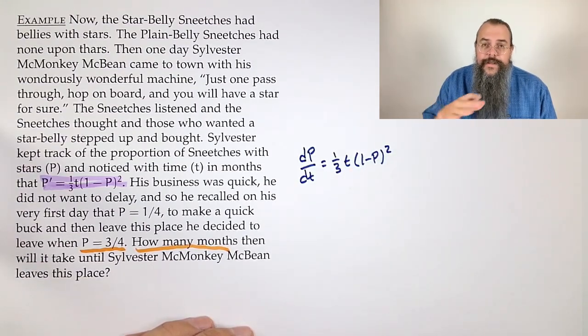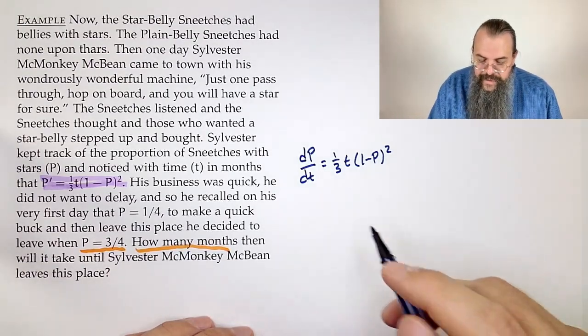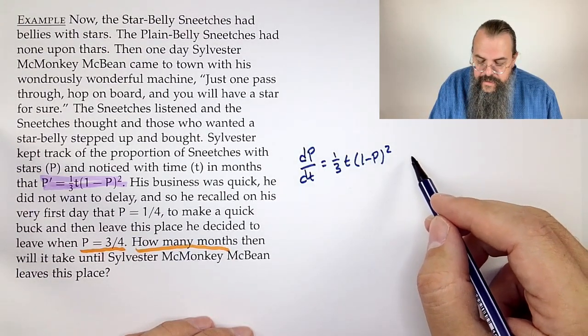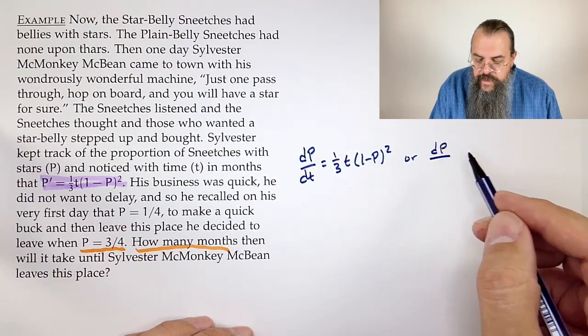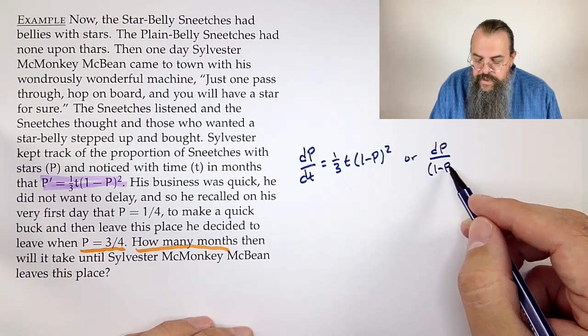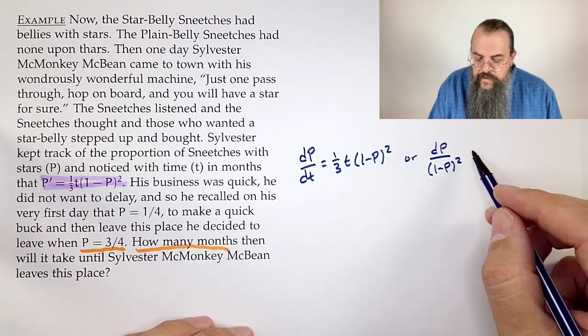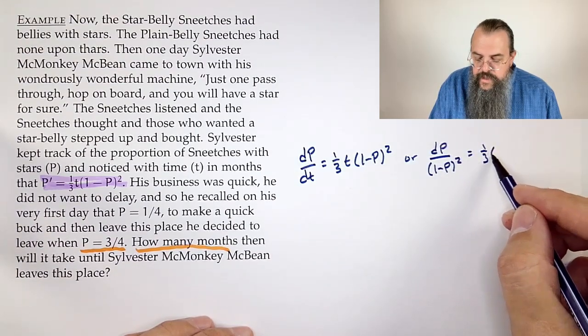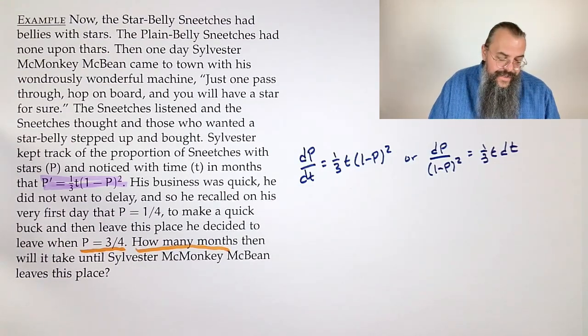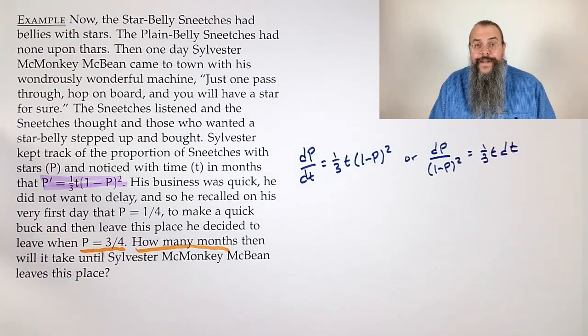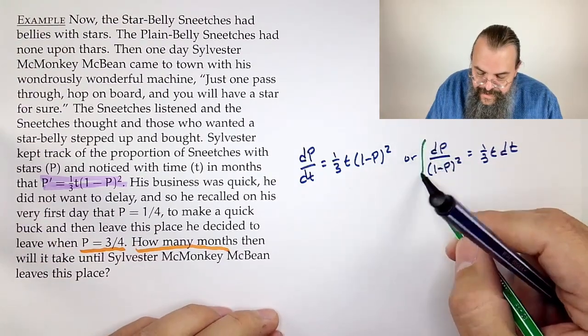All right, well, let's move stuff around. And we can say, all right, we can say dp divided by this (1 minus p) squared is equal to 1/3 t dt. All right, and now integrate. So integrate.